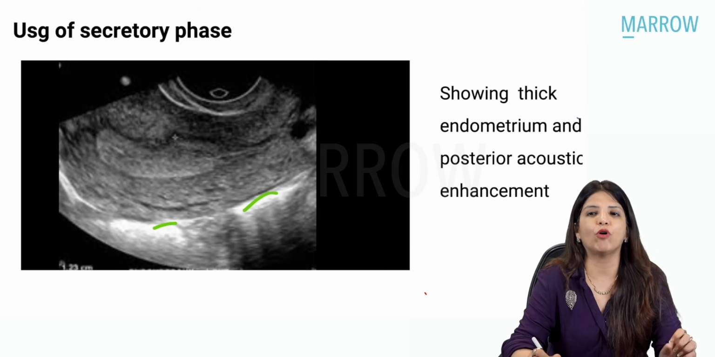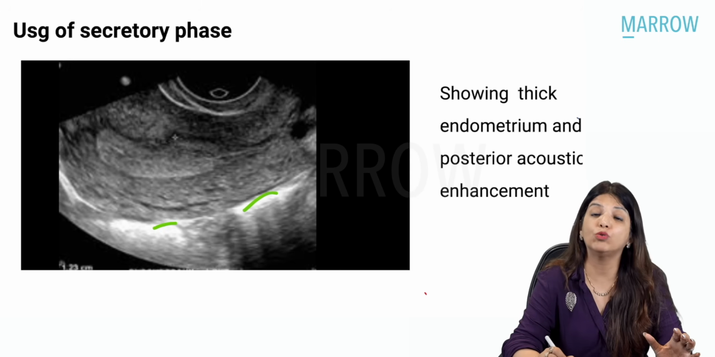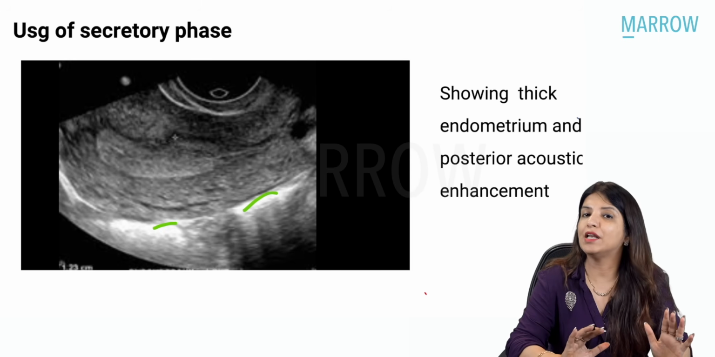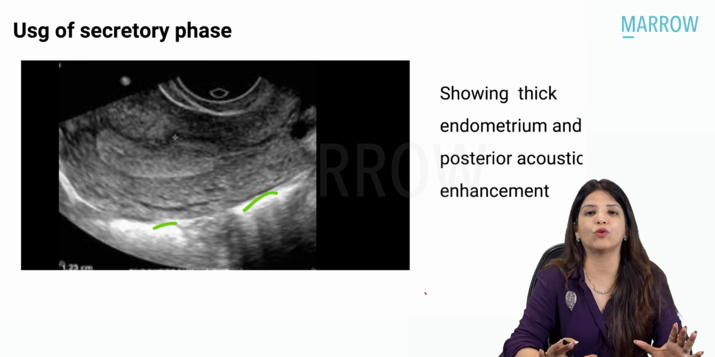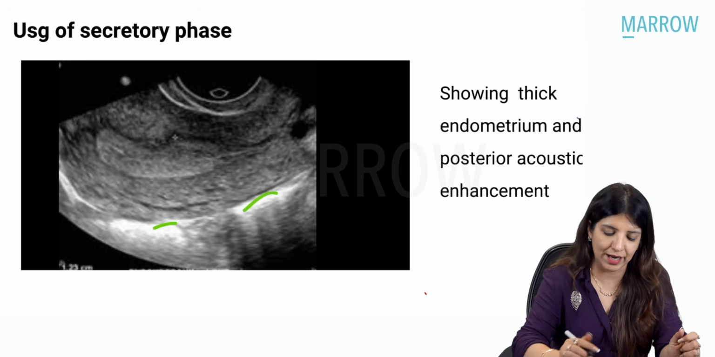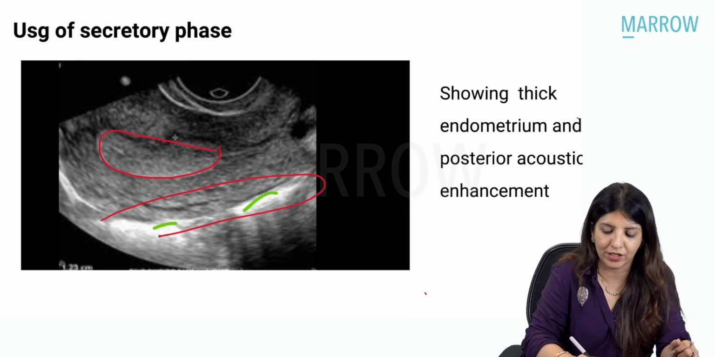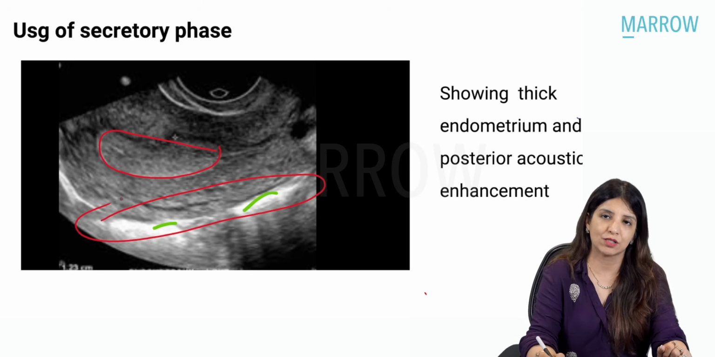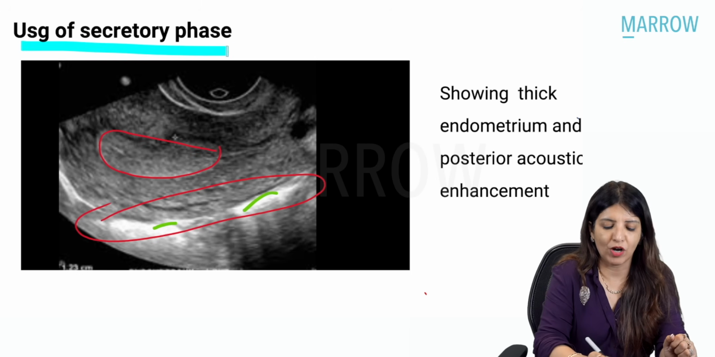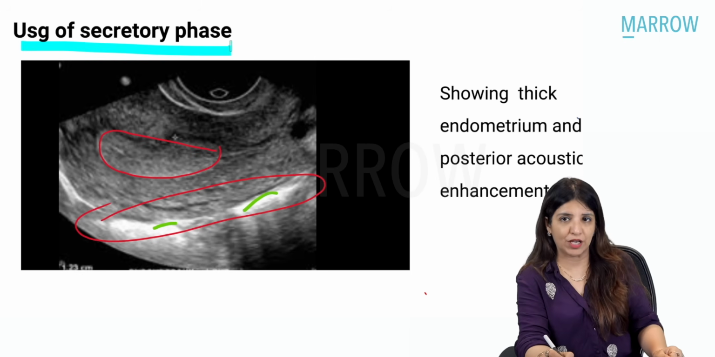Now at the time of secretory phase, progesterone will come, and when progesterone will come, the 3 layers of endometrium will disappear. Now you are going to get thick endometrium with posterior acoustic enhancement. So if you are getting endometrium like this, it's a thick endometrium and you are getting a posterior acoustic enhancement. This is the kind of ultrasound appearance of the endometrium which you get in secretory phase.